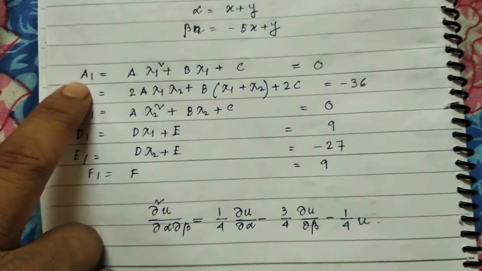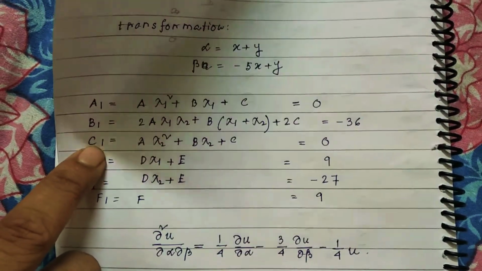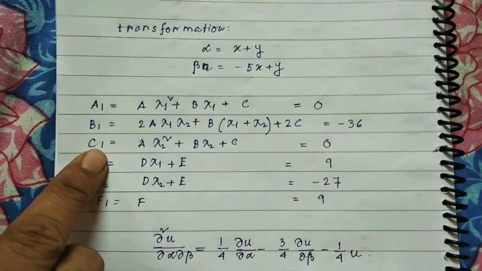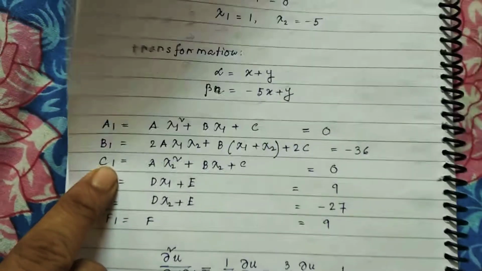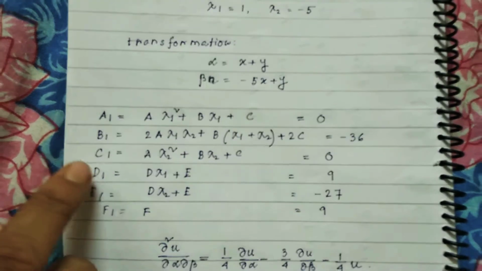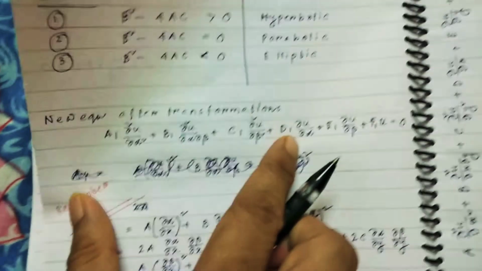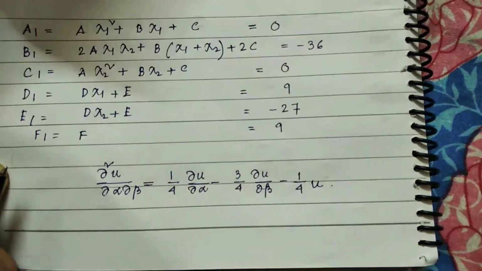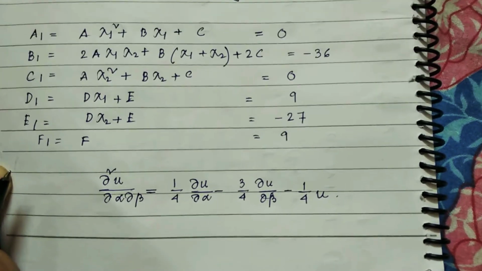So obviously the reduced equation will be like this. Because see, this a1 is 0, c1 is 0, that means there will be no del 2 u del alpha 2, and no del 2 u del beta 2. So only the terms with coefficients b1, d1, e1 and f1 will survive. So this is the required equation. This is the standard reduced form of any hyperbolic equation.